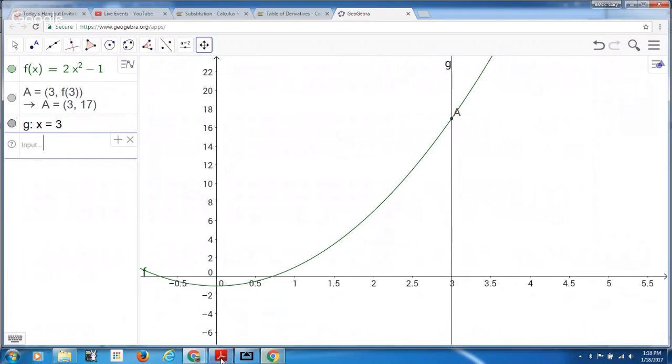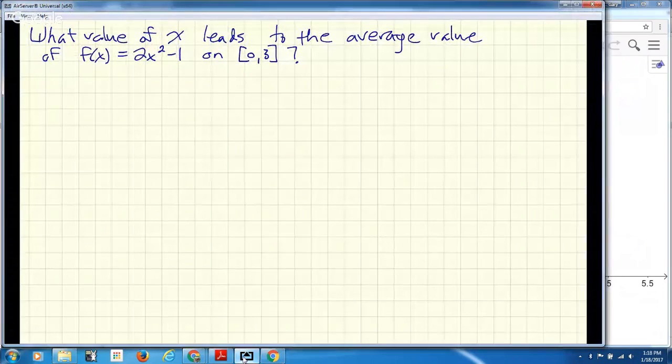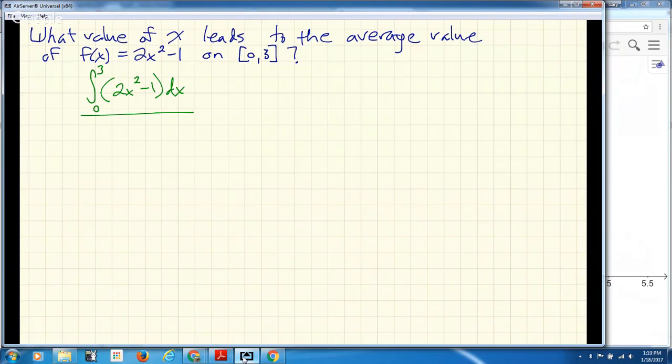So what we need to do then is find the average value. So the average value of f in this case is going to be the integral from 0 to 3 of our function 2x squared minus 1 with respect to x. And then once we get that value, then we divide by 3. That gives us the average y value on that interval.